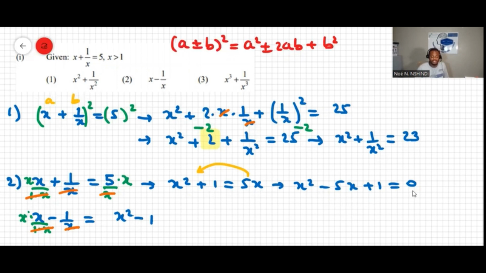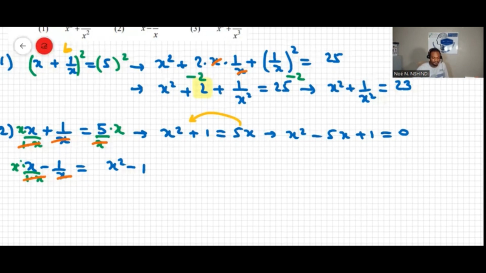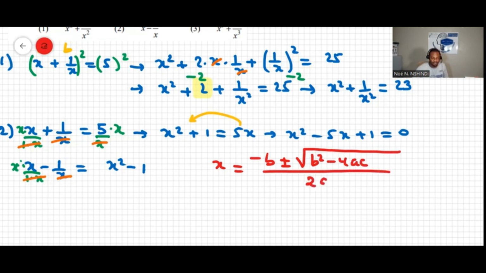Over here, we can use what they call the quadratic formula. It is given by x equals minus b plus or minus the square root of b squared minus 4ac, all over 2a, where the quadratic equation itself is ax squared plus bx plus c equals 0.